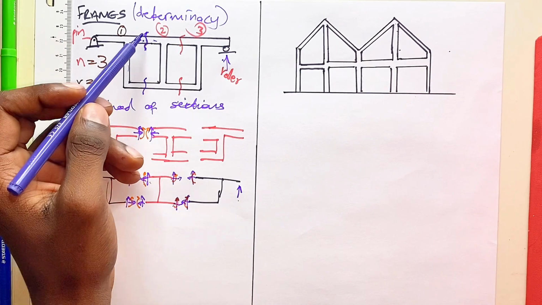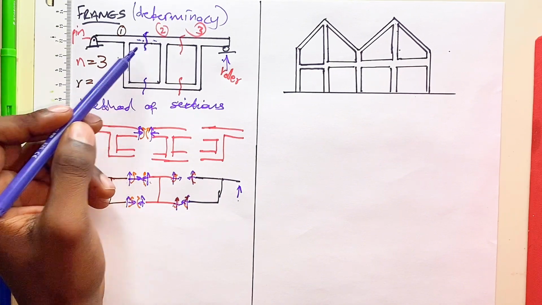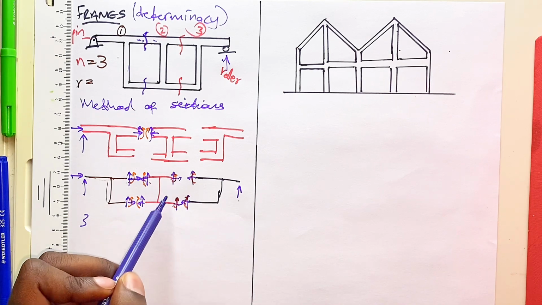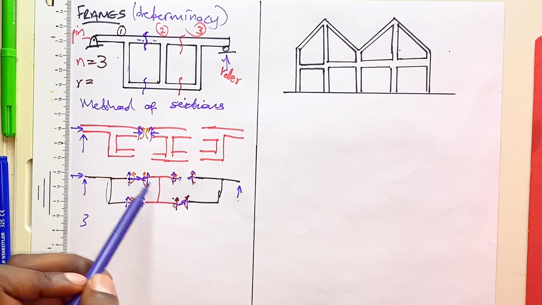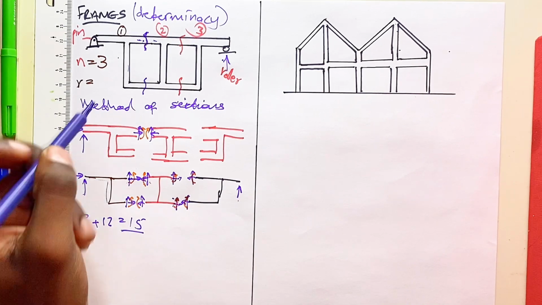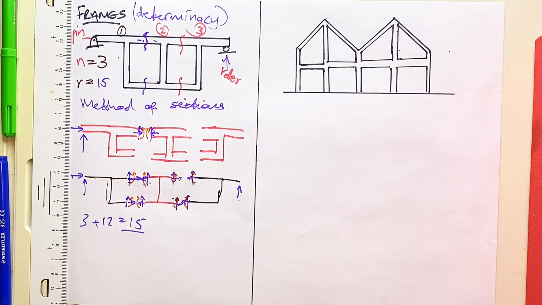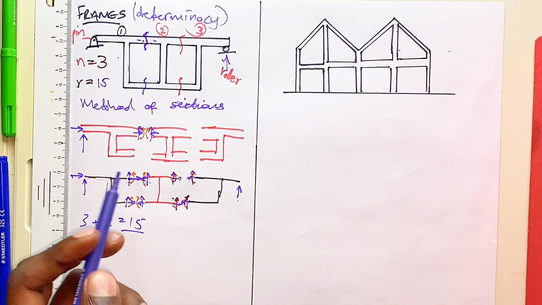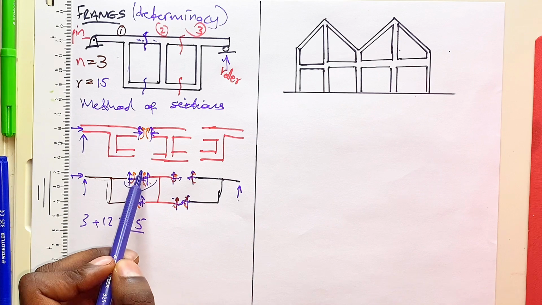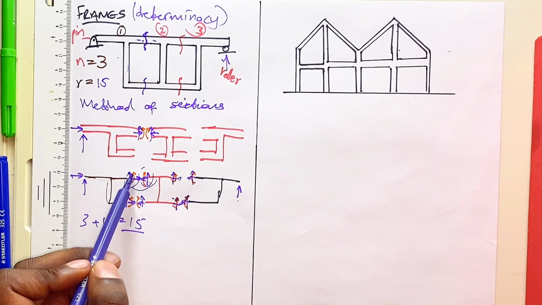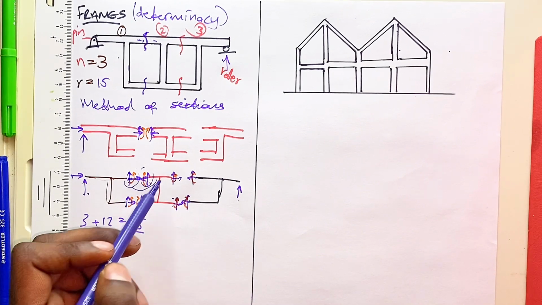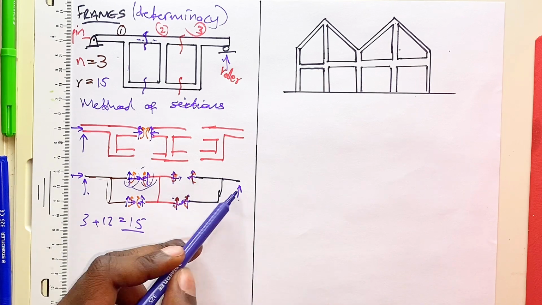And what about what comes from our method of sections, our cut? We have 1, 2, 3 here, 1, 2, 3 here, 1, 2, 3 here, 1, 2, 3 here. So we'll have 3 times 4, which is 12. Now 12 plus 3 is 15. Now our R is equal to 15. Remember, I only count 3 here because these forces are equal to these forces. I don't have to count them twice. So we'll have 1, 2, 5, 8, 11, 14, 15.